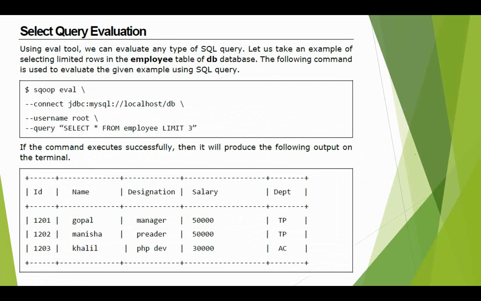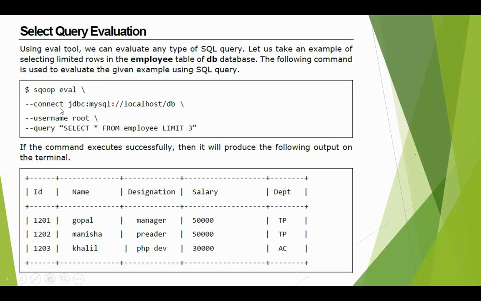Now we have to see one select query. How is the select query evaluation working in the case of Sqoop? See on the screen, you can see one figure. Here we have this Sqoop SQL query. Now I have to evaluate or execute one query. For executing any query, we have the tool that is eval. So sqoop eval.